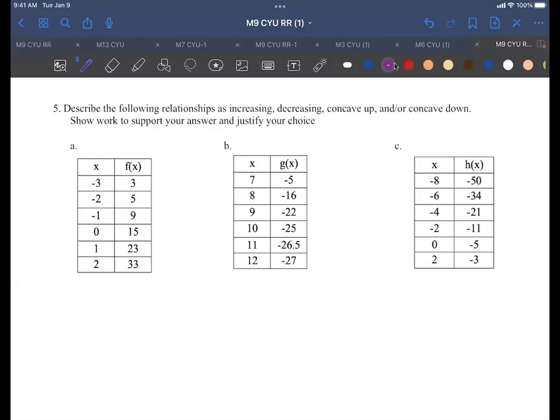For question 5, we want to describe the following relationships as either increasing or decreasing, but also as either concave up or concave down. We'll show our work to support and justify our choice. When we're looking at these, you just want to look at the changes between the values, and you do technically need to pay attention to both sides, input and output.